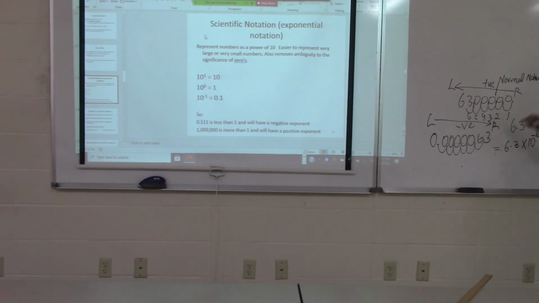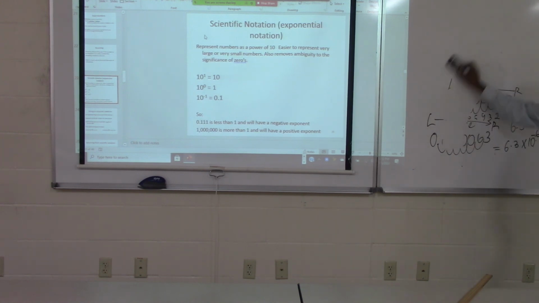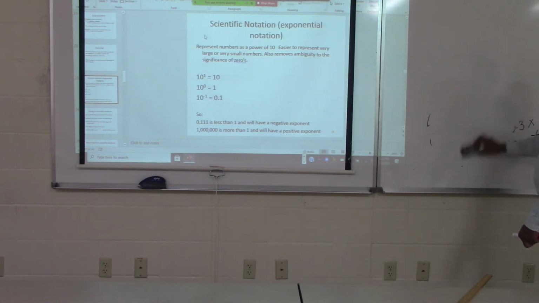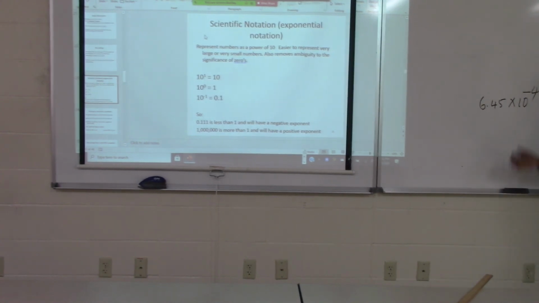Okay. So I showed you how to convert normal, and this is also normal because there is no exponential form, to scientific, and scientific to normal. Okay, those are scientific notations. So I'm giving you one number. Can you tell me how to convert it into normal? 6.45 times 10 to the power of negative 4. Can somebody convert it into normal notation?